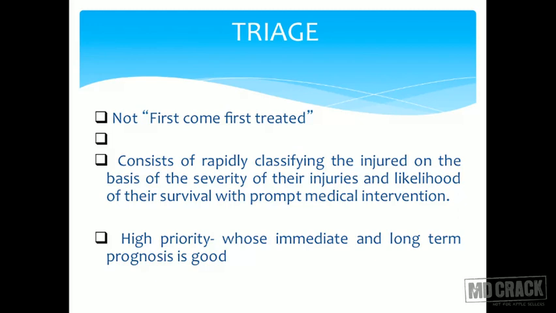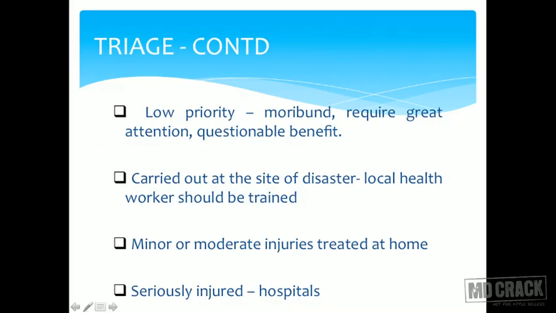If you remember just the severity of injury, then somebody who is moribund should not be sent to the hospital, because the chances of him being saved at that point with the available medical services would be negligible. So the likelihood of him getting better at the available health facility is also considered. High priority is given to those whose immediate medical and long-term prognosis is good with treatment. Low priority: moribund, requiring great attention, questionable benefit, are low priority, carried out at the site of disaster.